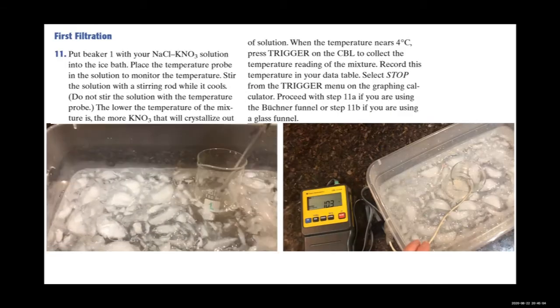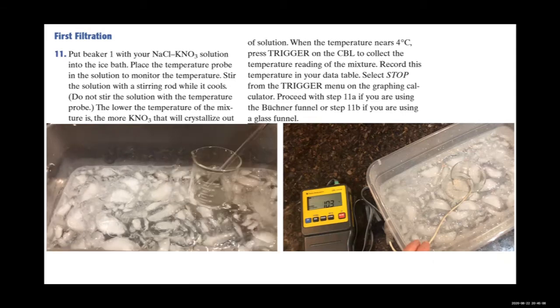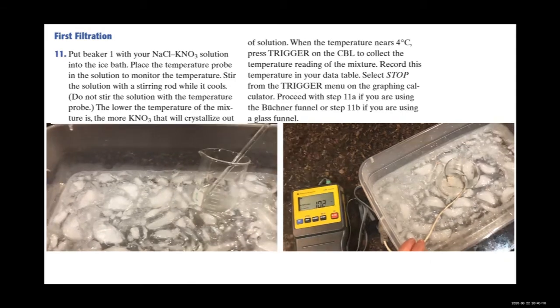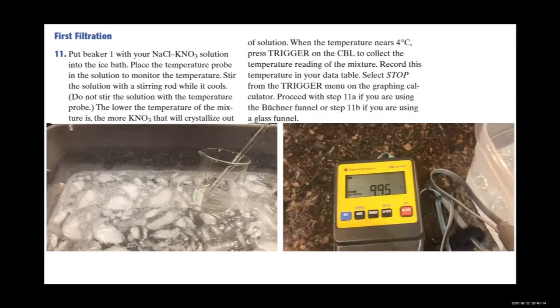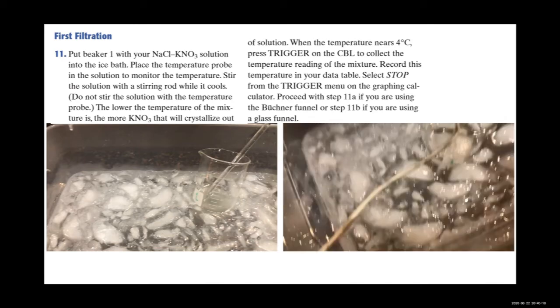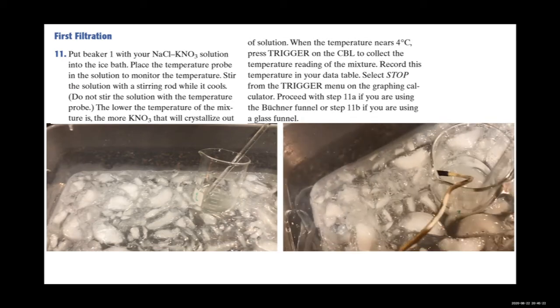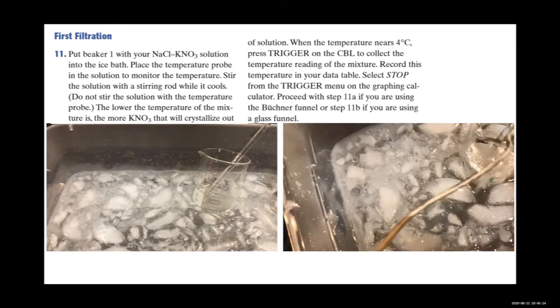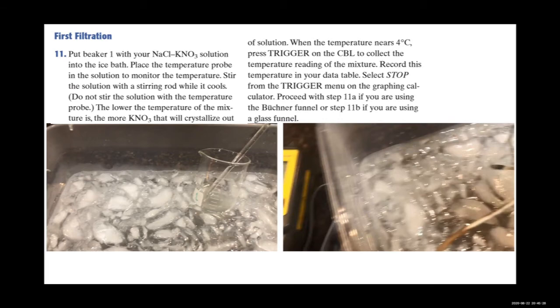Put beaker 1 with the NaCl KNO3 solution in the ice bath. Place the temperature probe in the solution to monitor the temperature. Stir the solution with the stirring rod while it cools. I also found it was easier to kind of swish the beaker around a little bit. Be careful not to stir with the temperature probe. The lower the temperature of the mixture, the more the KNO3 will crystallize out of the solution.